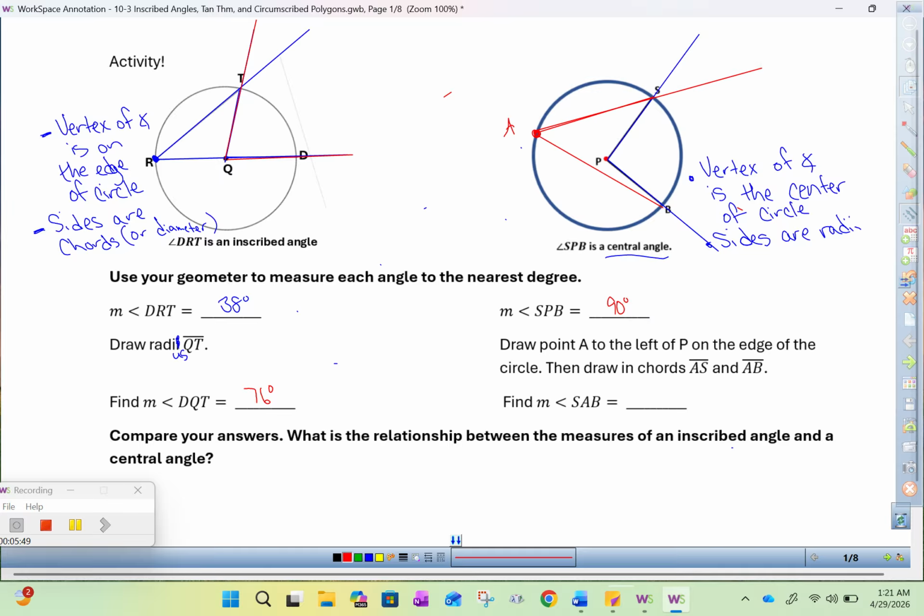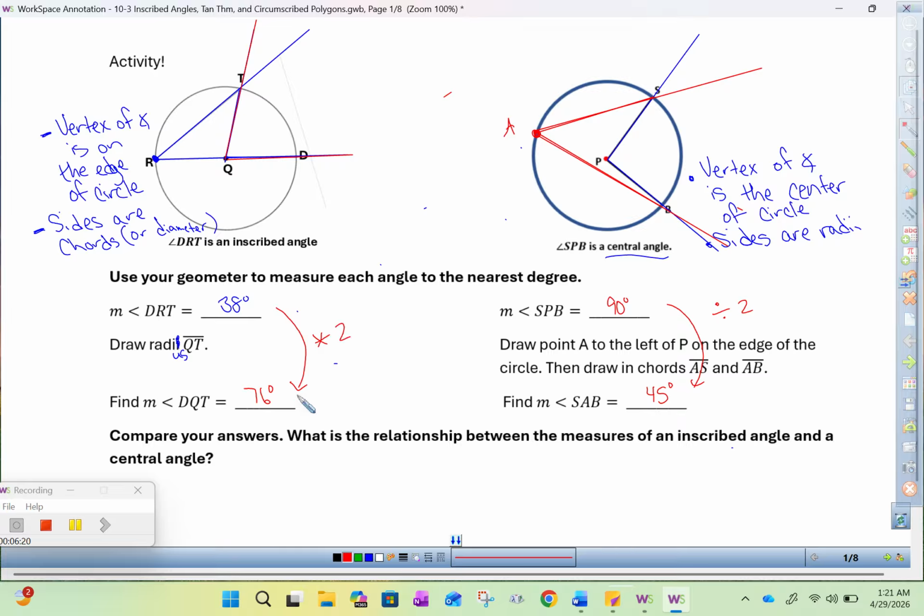So I'm going to extend that out and that one out. Okay. And that one ended up being 45 degrees. Okay. So hopefully you noticed a relationship here. When you have the central angle, the inscribed angle was half. When you started with the inscribed angle and were trying to get to the central angle, it was double.